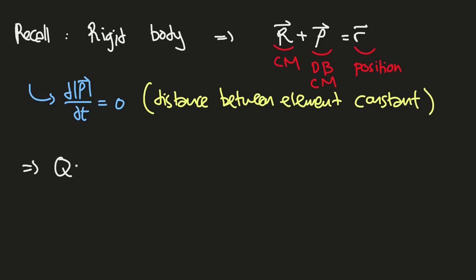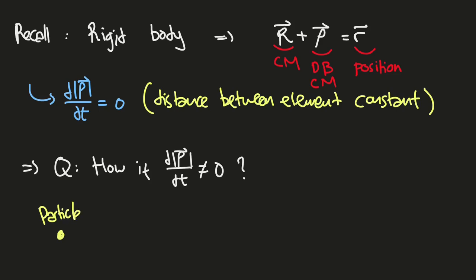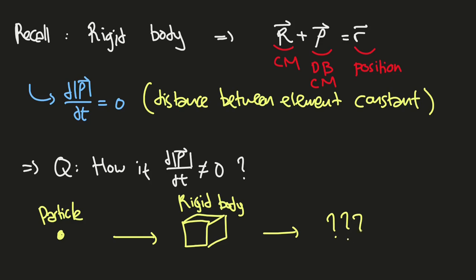And now the question is, what if the rate of change of rho length is non-zero? In the first early video, we built our physical system from particles and then rigid bodies, just like before, and then we will level up to something beyond all of them.